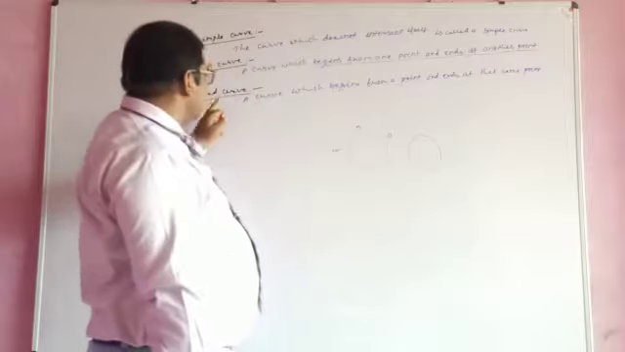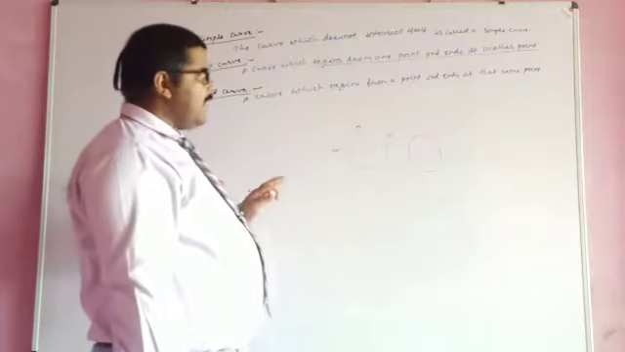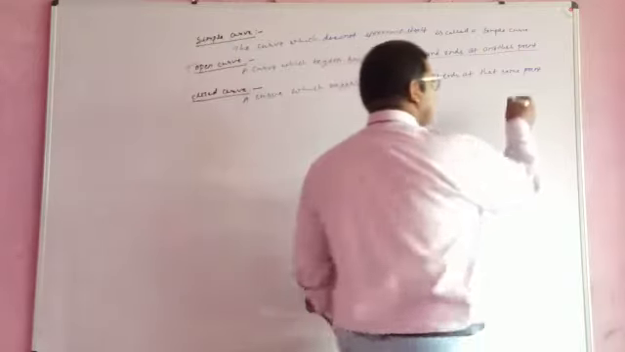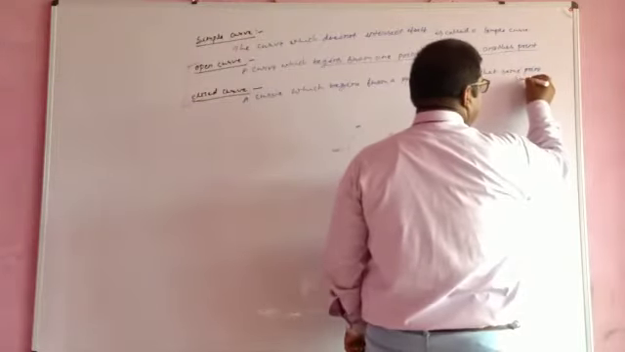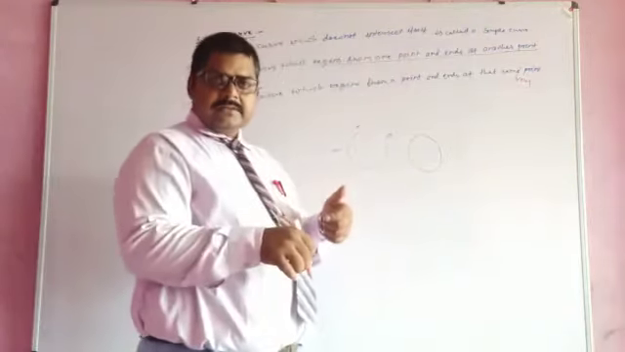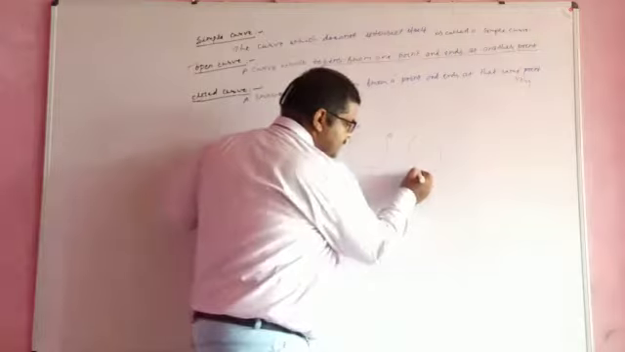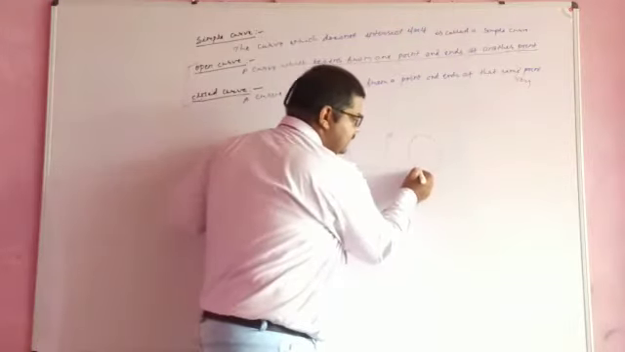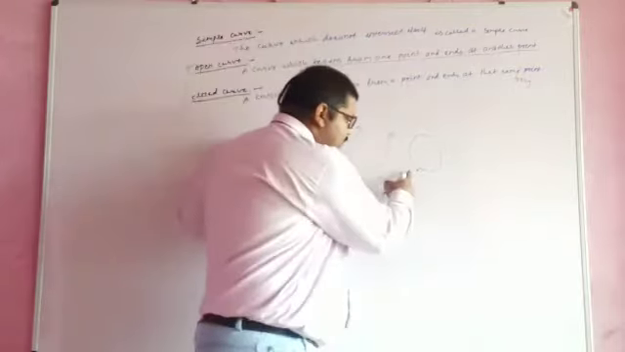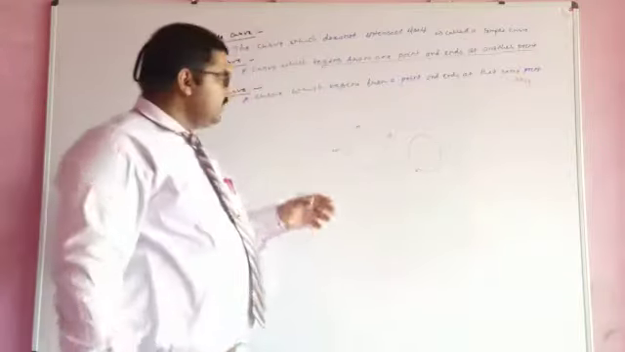If you discuss the second one, closed curve: a curve which begins from a point and ends at that same point. Sometimes in place of same, the word very is also used. It starts with the same point and ends with that point. Suppose it starts with O and also ends at O. It means the initial and final points are both O. Such a curve is known as a closed curve.